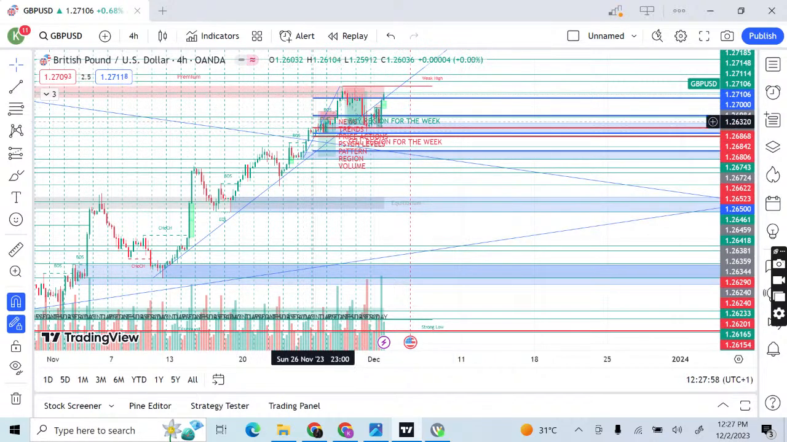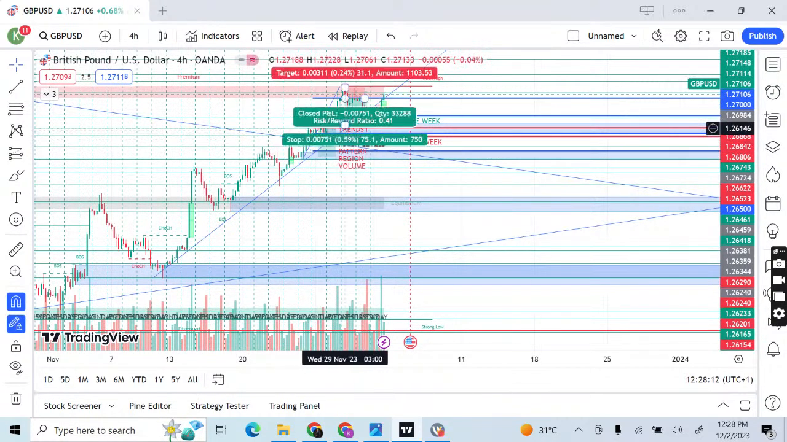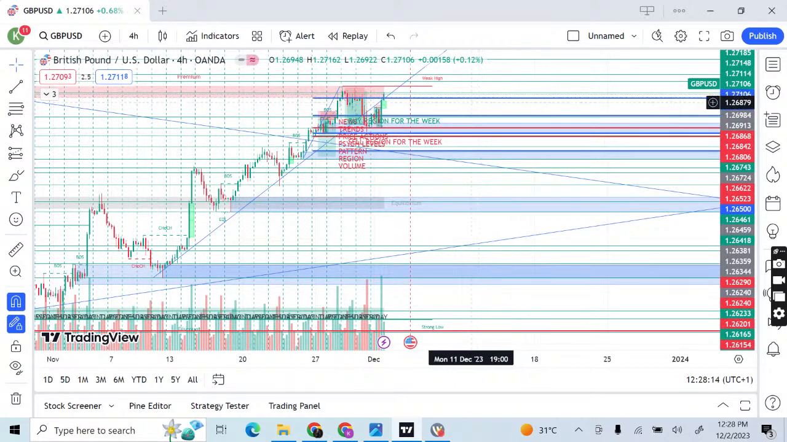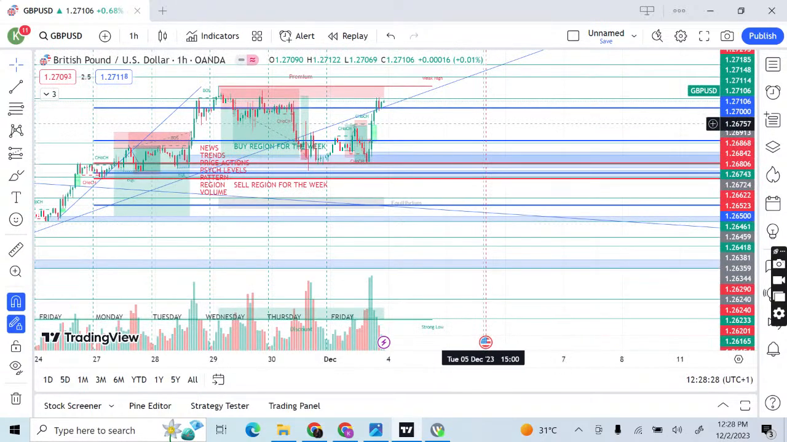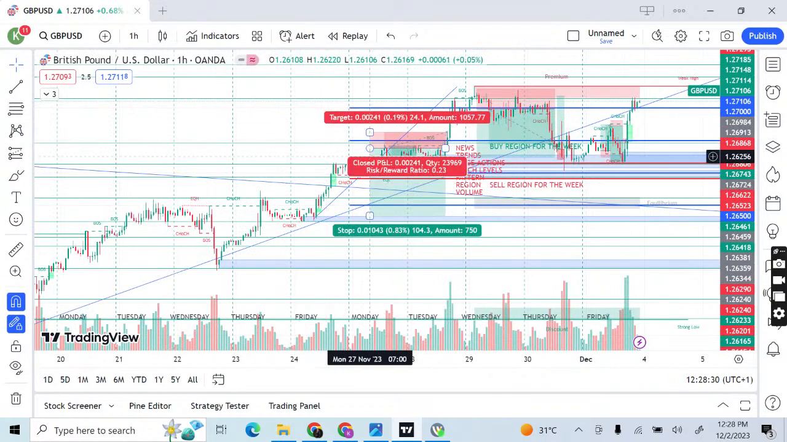So we're able to spot the premium zone, which was here initially, psychological level, which was here, pattern, which was indicating bearish move, region, which was just a little bit above into the buy region, and we spot the volume. Coming down to 1-hour time frame, you will see that there was a ranging in that market.